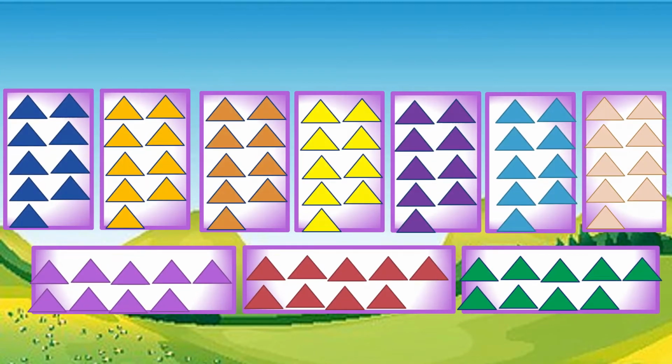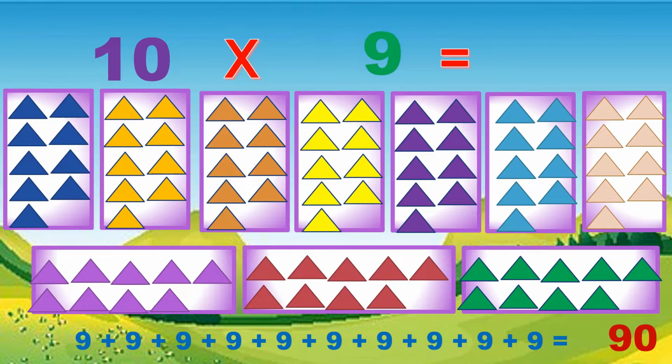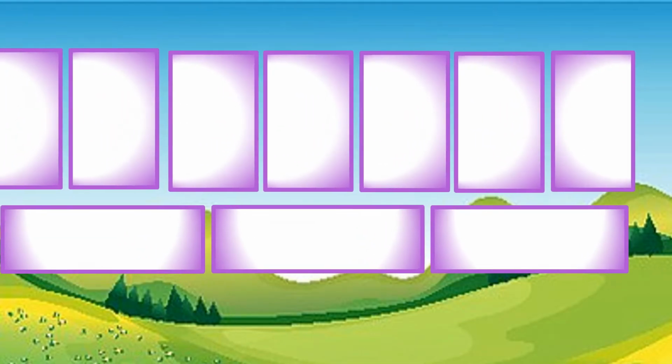10 sets of 9. 9, 18, 27, 36, 45, 54, 63, 72, 81, 90. 10 times 9 equals 90.